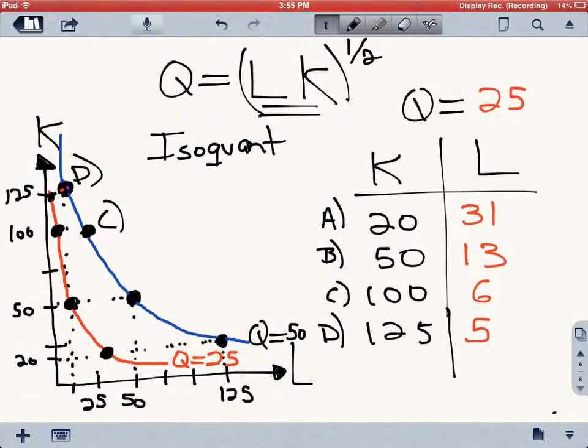Okay, so what did you get? Here's the number I got. So when you actually solve the same equation, but this time for Q equals 25 instead of 50, these are the new numbers of labor you get.